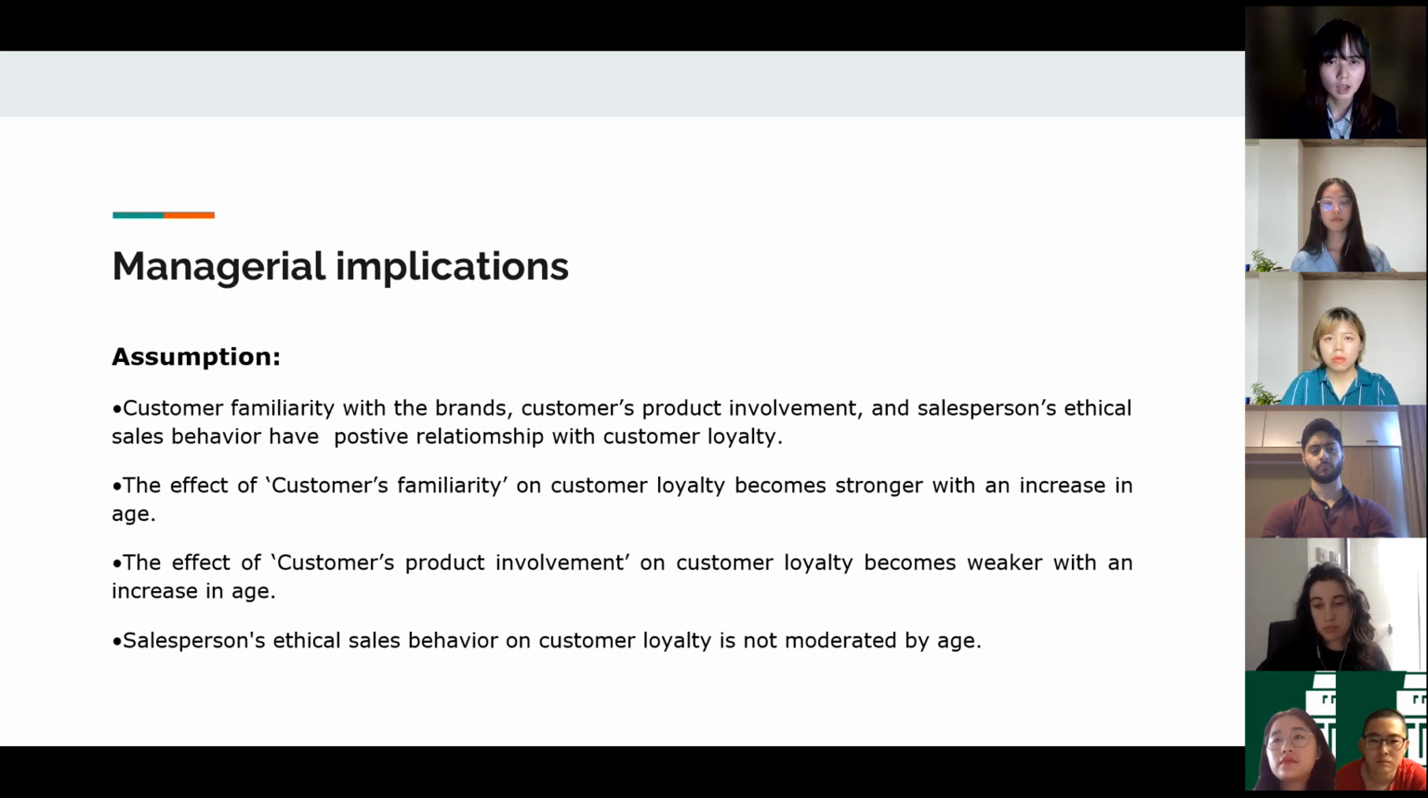Finally, the salesperson's ethical sales behavior does not affect customer loyalty. No matter whether respondents' age changes or not, the results for the salesperson's ethical sales behavior variable moderated with age in this model mean that customers from different age groups are not concerned about whether they received different services or not. So managers could train their salespersons with the same approach, and no personalized service training is required.